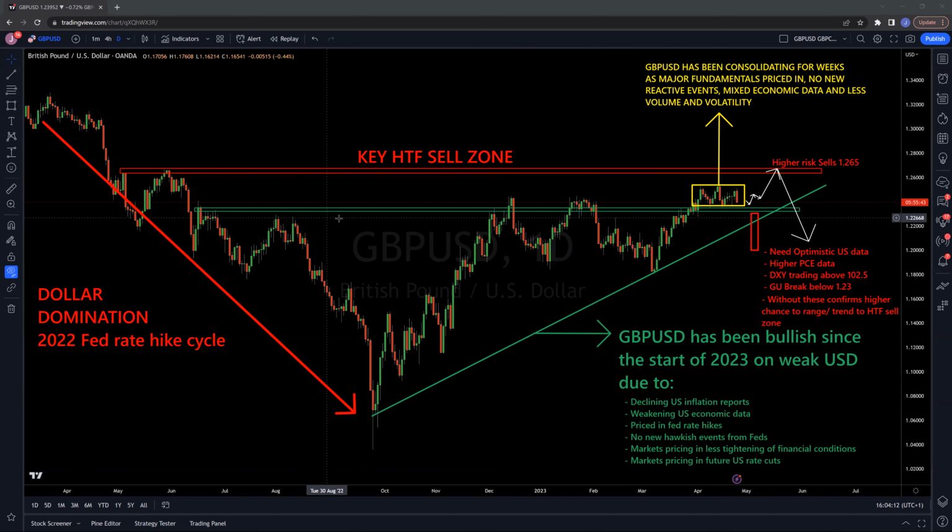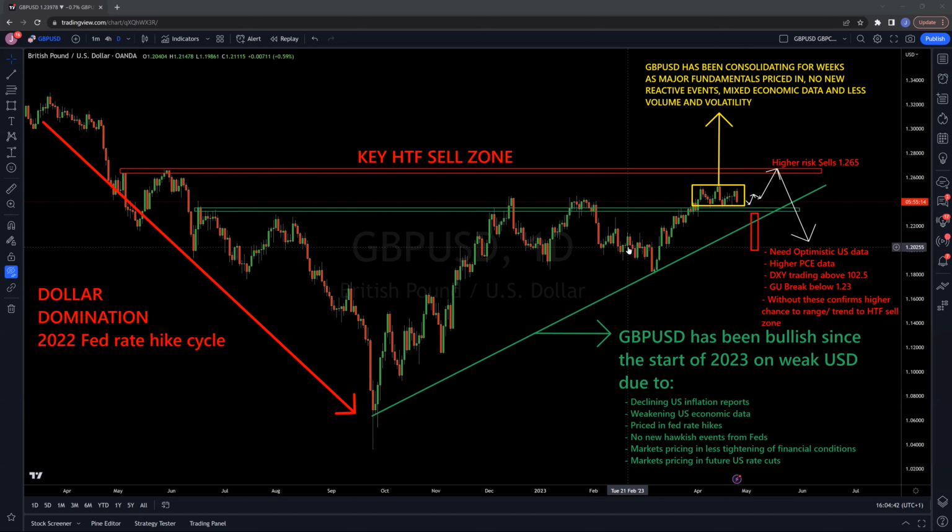Now, understanding current price points of interest, for me to see sells on GU from current areas, we would need more optimistic US data, higher PCE inflation data, and both of these would lead to more dollar strength and dollar breaking above 102.5. I would also need bearish candle closures on the intraday and higher time frame on GU below 1.23 to see deeper legs down and sells to 1.20.